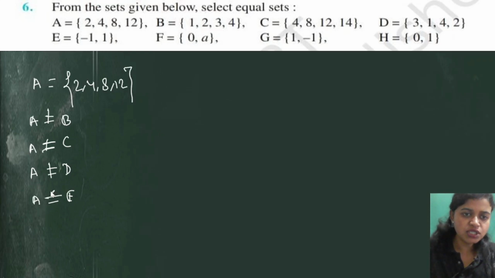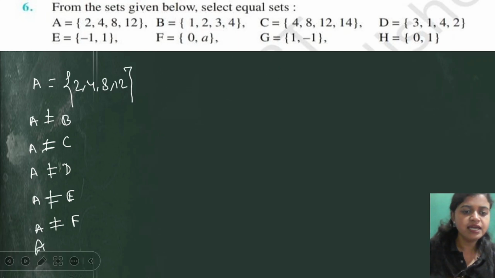That's why A is not equal to E. Clear? Now A to F. 2 belongs to A, but 2 does not belong to F. So you can write A does not equal F. Now A and G. 2 belongs to A, 2 does not belong to G. So that's why we write A not equal to G.